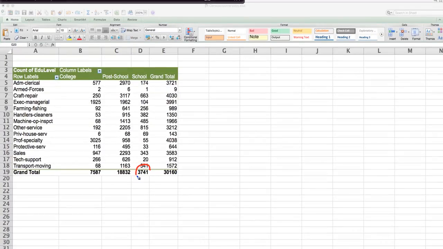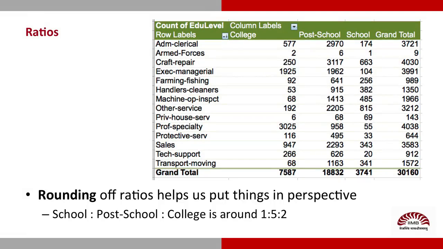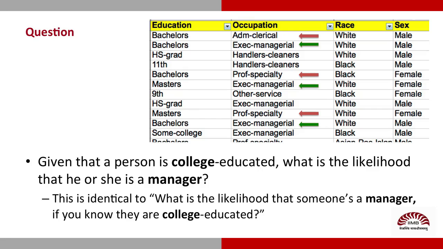Spreadsheets are magical. If we consider school education as our base, then there are about 5 times as many who have finished school and have some post-school education, and about twice as many who have completed college. Those are splendid ratios. One skill you must develop as an analyst is to look past raw numbers to detect some broad trends. We all like our ratios as whole numbers, right? Remind me of our first question, Lisa. What's the likelihood that someone's a manager if you know that they are college educated?